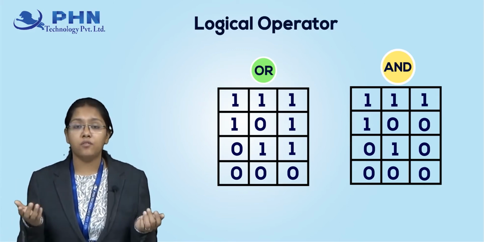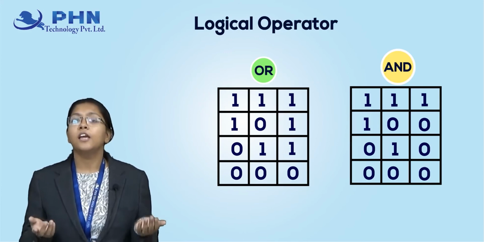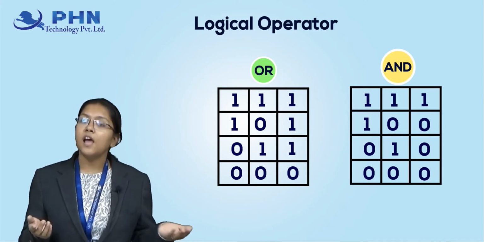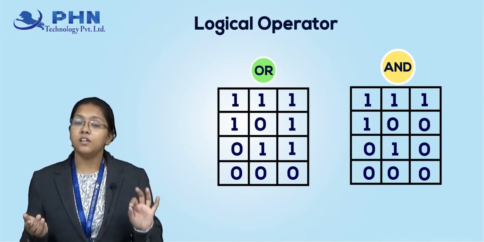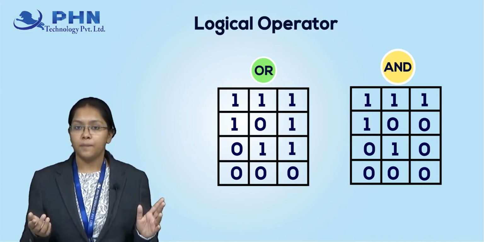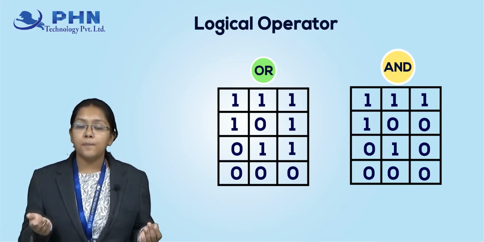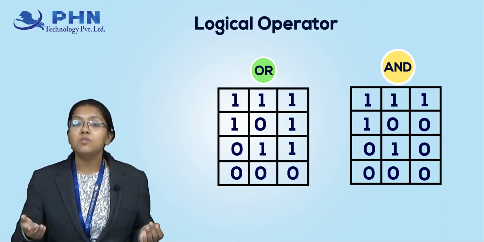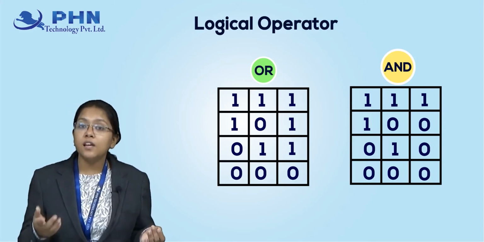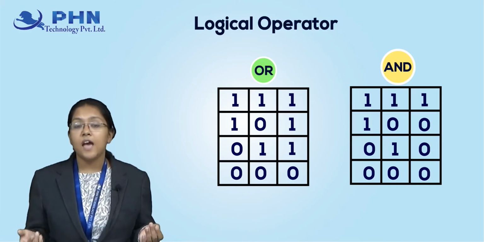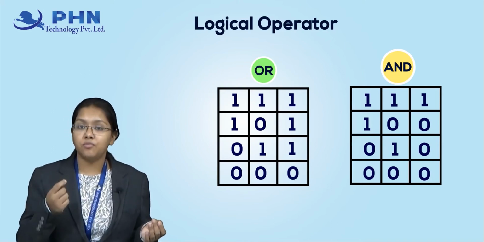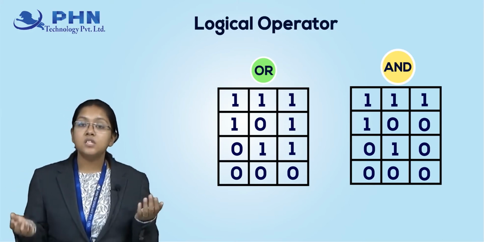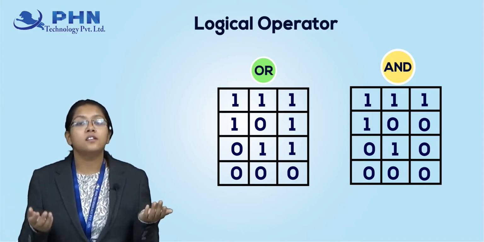Now, what is the comparison between these two truth tables? In OR, if even one value is true, then I will give you the answer as true. It doesn't matter; it only requires one value to be true. Now in AND, it requires both the values, whatever inputs you are giving, to be true, and only then it will give me the answer as true. And if any one of the values is false, then it will directly give me the answer as false. So this is the basic difference between your OR and AND truth tables.